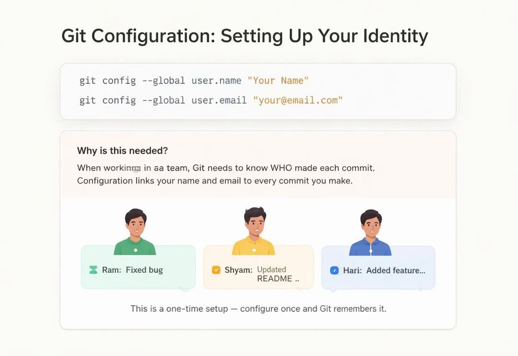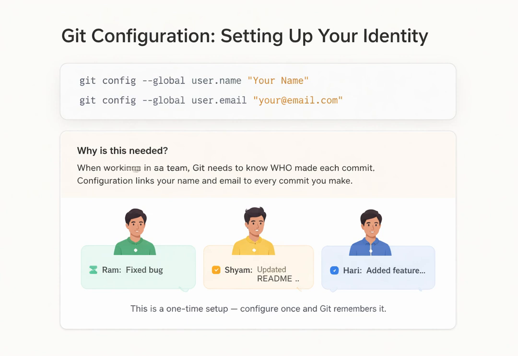Before you start making commits, there is an important one-time setup you need to do: configuring your identity in Git. You need to tell Git your name and email address. Use the commands git config --global user.name followed by your name in quotes, and git config --global user.email followed by your email in quotes. Why is this necessary?